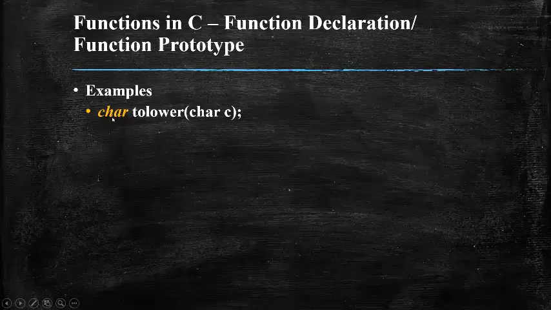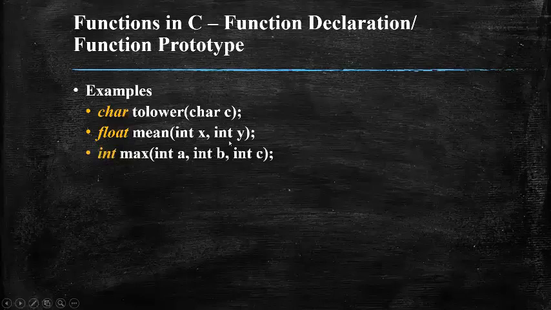Next, let's say I'm using another function declaration, float mean of int x comma int y. Again, the name of the function is mean. The data type the function is going to return is a float value, that is, in terms of decimal values, and here I am passing two input arguments x and y, both of integer data type. In the next example, I am trying to identify the maximum value among three numbers.